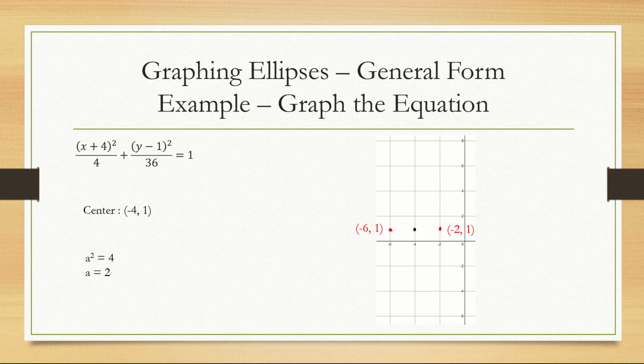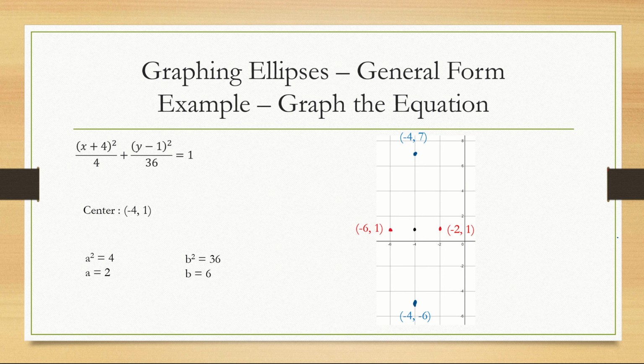And then finally, we have the denominator of the y's is going to be 36. So that means that b squared is equal to 36, which means that b is equal to 6. So from the center, we go up 6, down 6. We can put the coordinate points of those vertices right here. Remember, the ones in blue are the vertices, and the ones in red are the co-vertices, because this one is longer right here, the ones in blue are a further distance from the center.